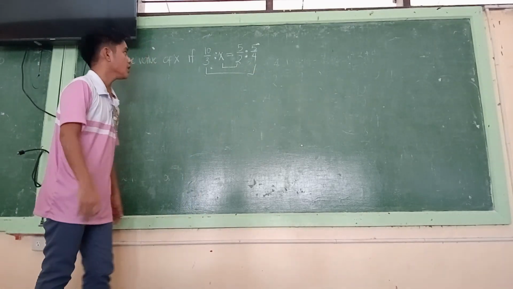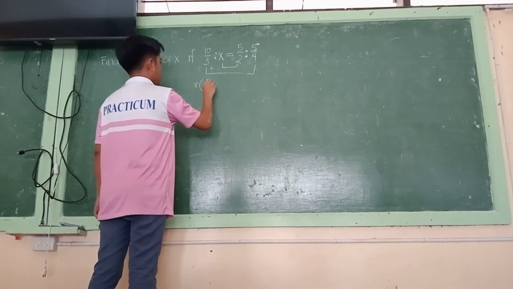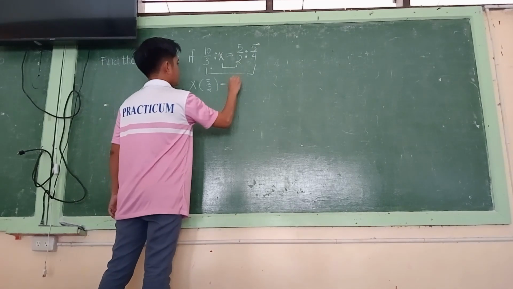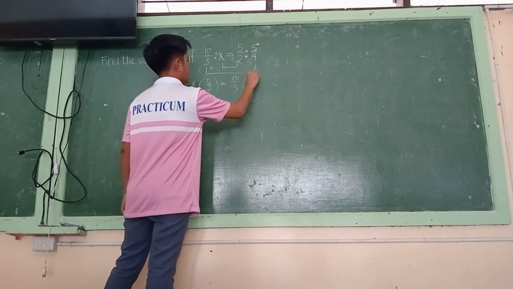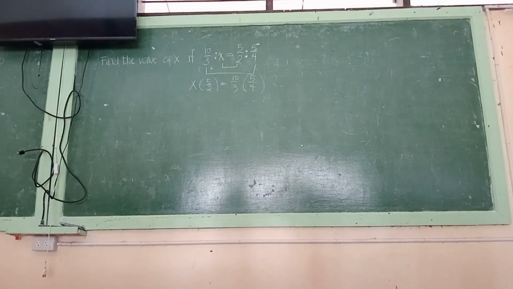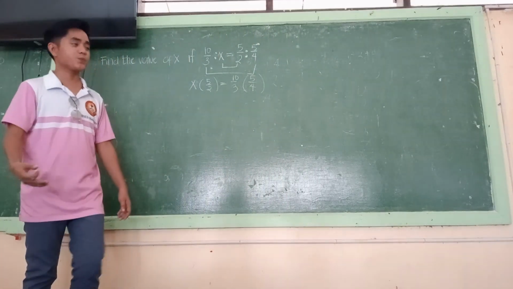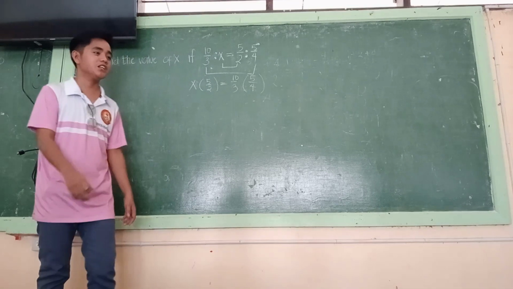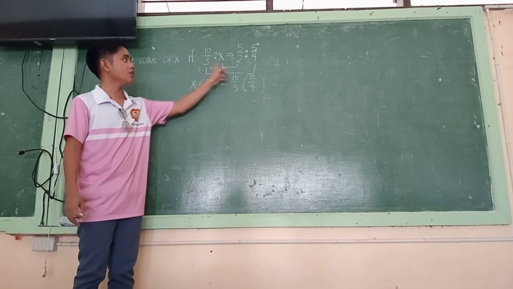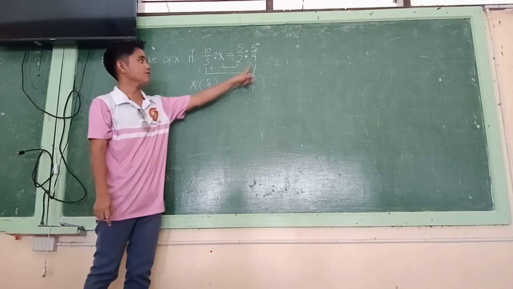Okay, apply the property. We have the product of the means, so that is x times 5 over 2 is equal to, what are the extremes? So that is 10 over 3 times 5 over 4. So by using the means and extremes property, it states that the product of the means is equal to the product of the extremes. So that is x times 5 over 2 and 10 over 3 times 5 over 4.